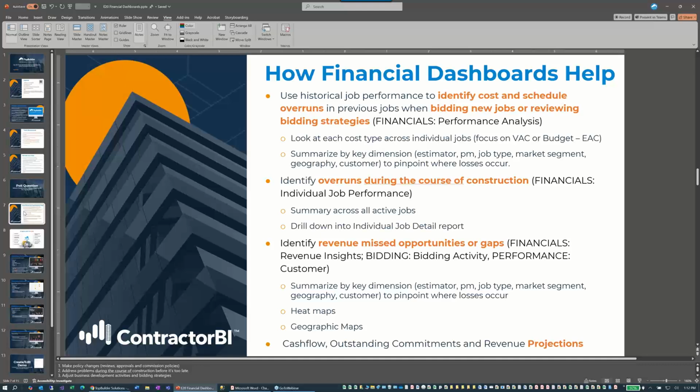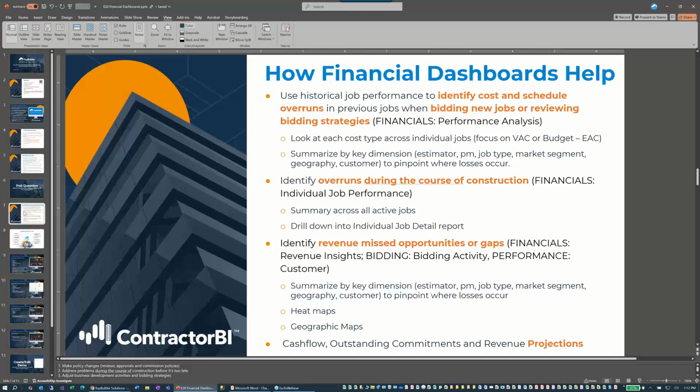Fixing these problems. So how can these financial dashboards help? Well, first of all, and I'm going to be quick with this, we're going to start showing you this in a second. But using historical job performance to identify cost and schedule overruns when bidding new jobs or reviewing bidding strategies will really help. What we'll do here is look across the board at the job history. We'll look at what we call the variances. The variances meaning your overruns, the budget minus the estimate at complete. If that's a negative number, you're going to go over.